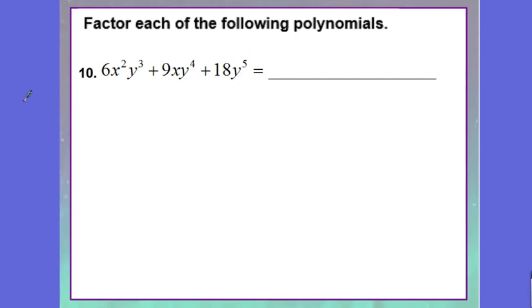Alright, same idea with number 10. Take it one step at a time. Build your GCF by looking for a number, then an x power, and then a y power. And then worry about the rest. Good luck. Press play when you're ready to see the answer.